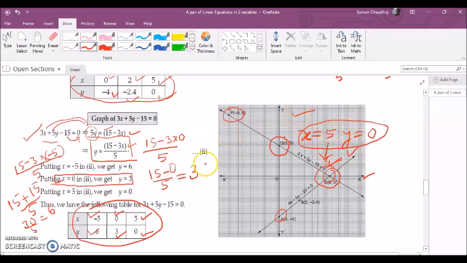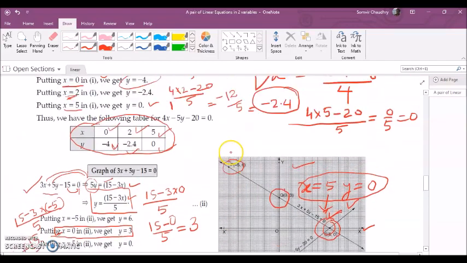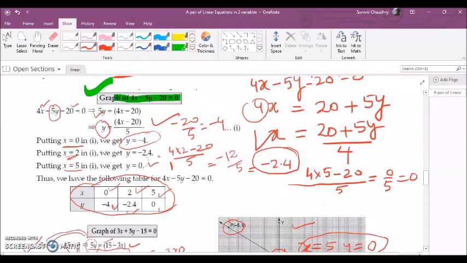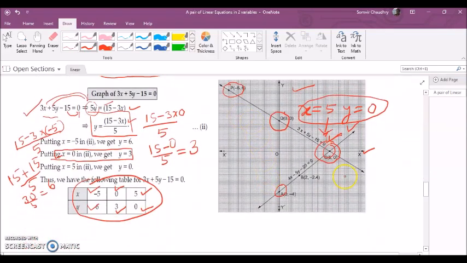Okay. Now you must have seen in our question, now we will go a little back. Now look at this: determine the vertices of a triangle formed by the lines representing the above equations and the y-axis. So we will talk about these two equations and the y-axis.